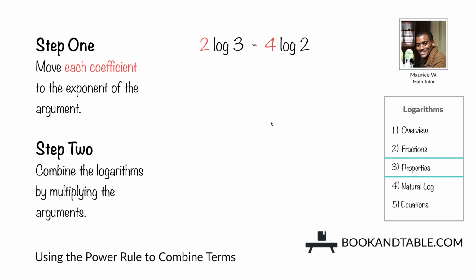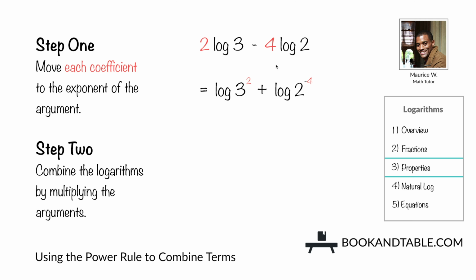Step 1, move each coefficient to the exponent of the argument. So in our first term, the coefficient is 2, so we'll move that to the exponent of the argument 3. Here, whatever number, including the sign, is in front of the log, we will use as the coefficient. So negative 4 is the coefficient. So we'll move that to the exponent of the argument 2.